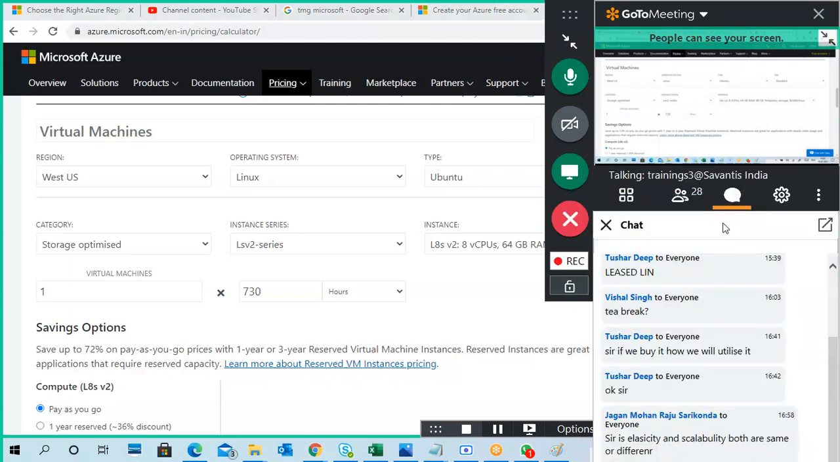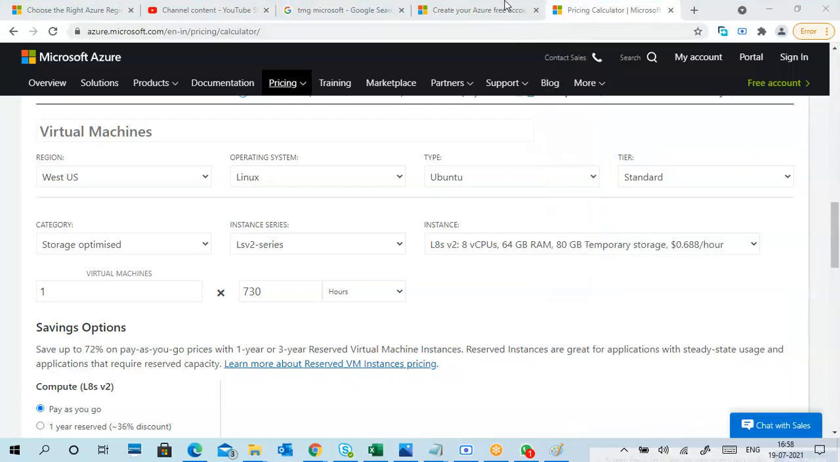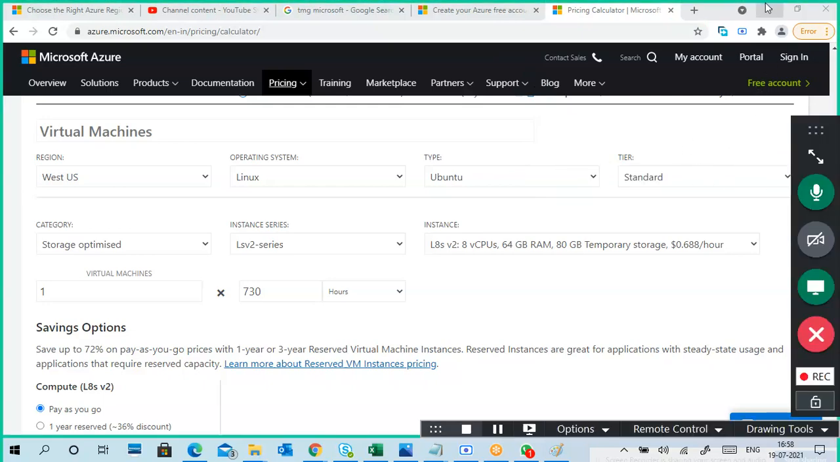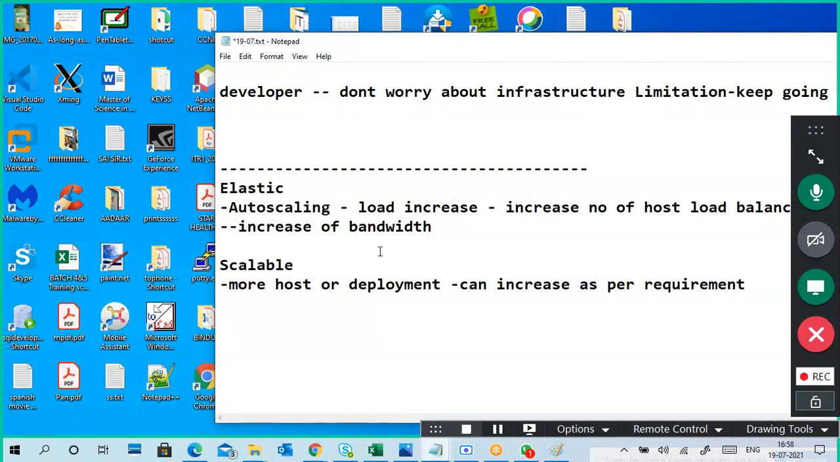Someone asked, are elasticity and scalability both the same or different? Scalability means increasing our requirements. Scalability means I can increase. This is simply scalable. Auto scaling is an elasticity type, meaning increase and decrease.